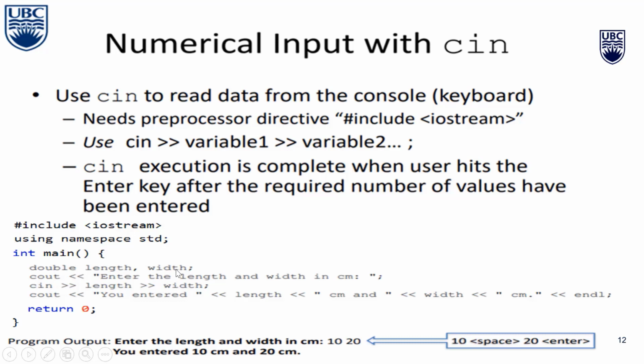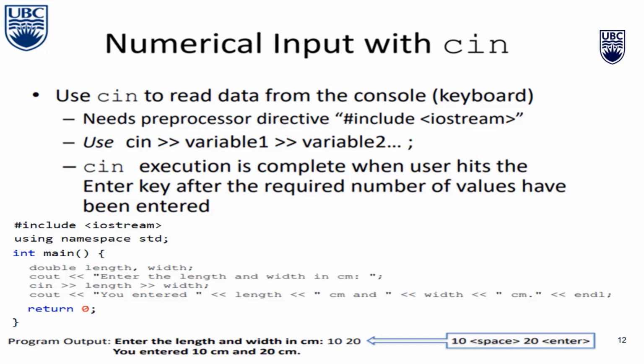So after that, I want to ask the user to enter the values of the length and width. So I must print a message or sentence to the user to ask him to enter the values of the length and width. So I will use the cout object. I will write cout, enter the length and width in centimeter. So this is what will be on the screen for the user. So your code will ask the user to enter the length and width in centimeter. In order to make the user able to enter the values of the length and width, I must use the cin object. So I use cin length and width.